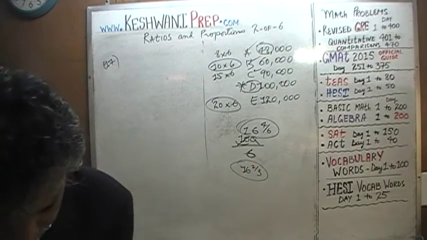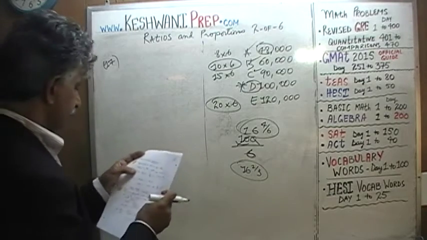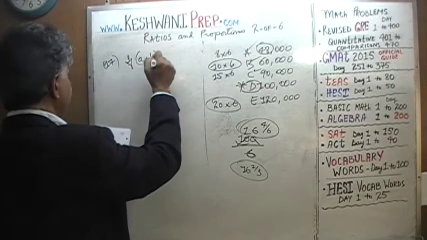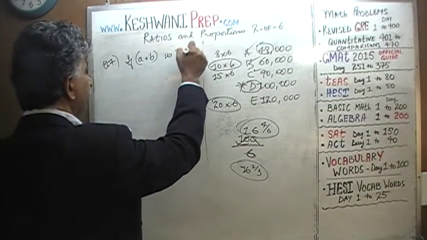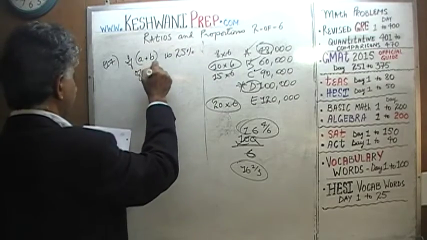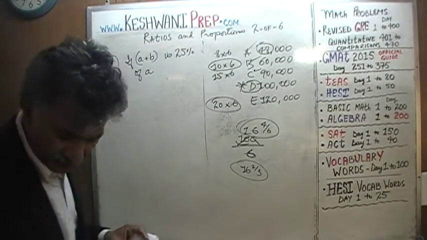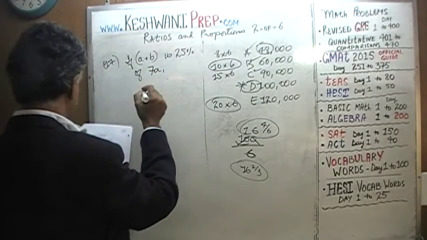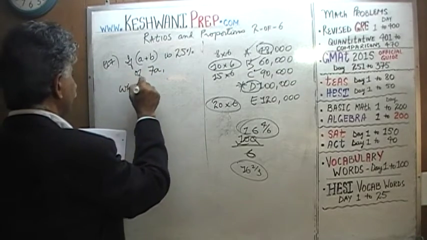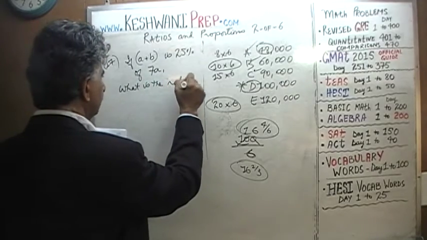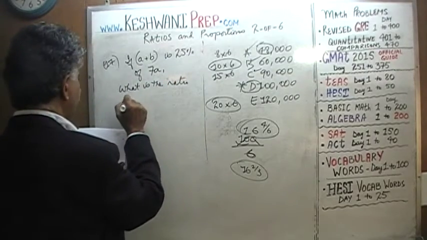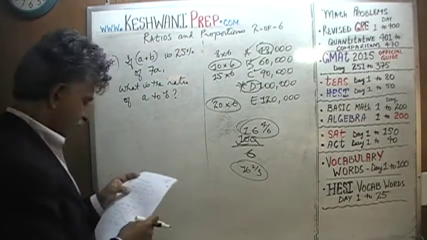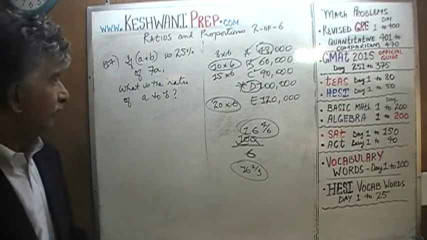Number 17. It says, if A plus B is 25% of 7A, 25% of 7 times A, what is the ratio of A to B? What's the ratio of A to B if this is true?